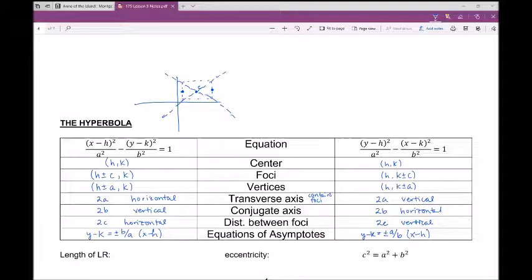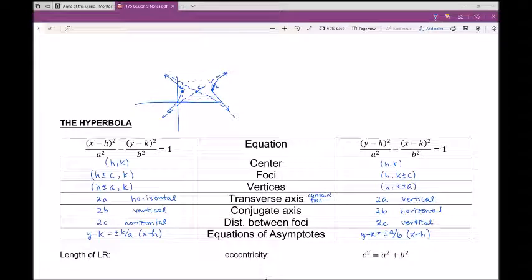Okay, so these would be your vertices, so we'll call them maybe V1 and V2, and your curve will just go through the vertex and then approach your asymptote on either side, but not cross. So whenever you're graphing these, be very careful that your curve does not cross those asymptotes.